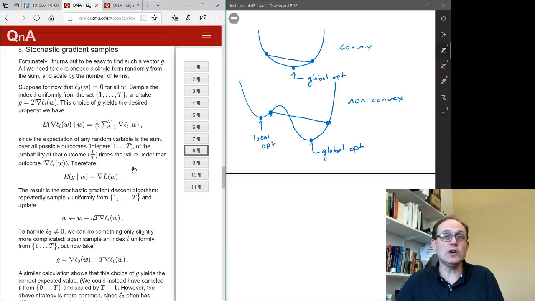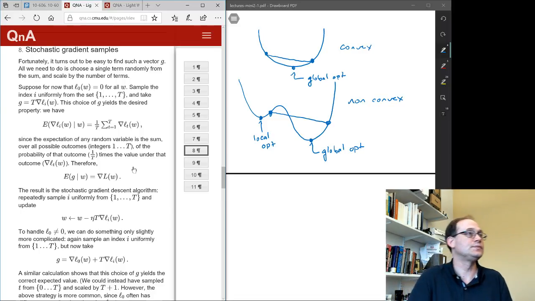And it could be very noisy, right? It could be that each individual term is not very representative of the whole sum. But on average, if we sample enough, we're going to converge to exactly the right answer.